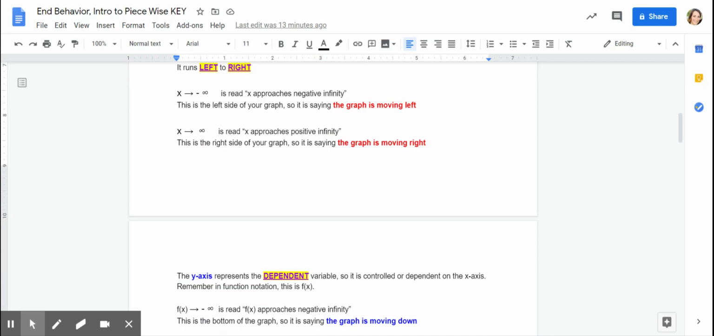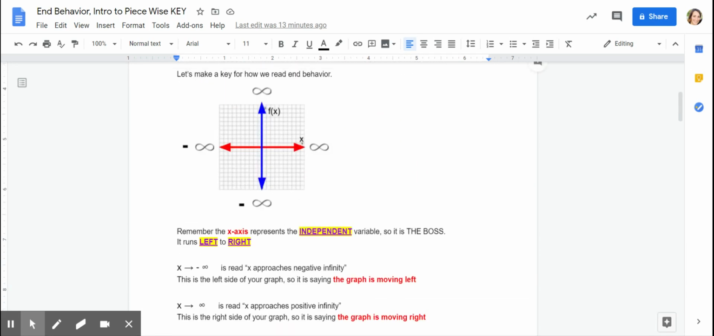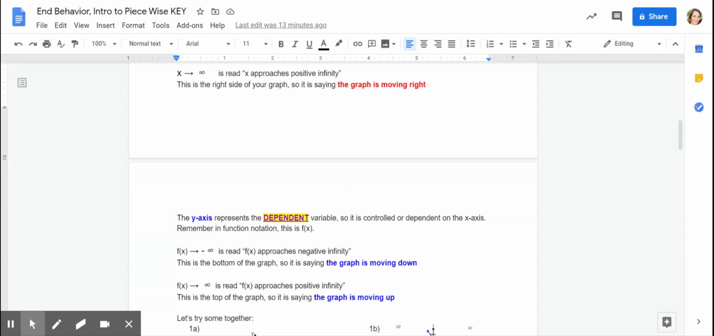Similarly, when you see the y-axis or the f of x axis, this represents the dependent variable. So it is the one that's controlled or dependent on the x-axis, or the independent variable. Remember, in function notation, this is f of x. F of x arrow negative infinity is read f of x approaches negative infinity. So as f of x, the vertical line, goes down, if you see f of x arrow negative infinity, it just means it's going down. The graph is moving down.